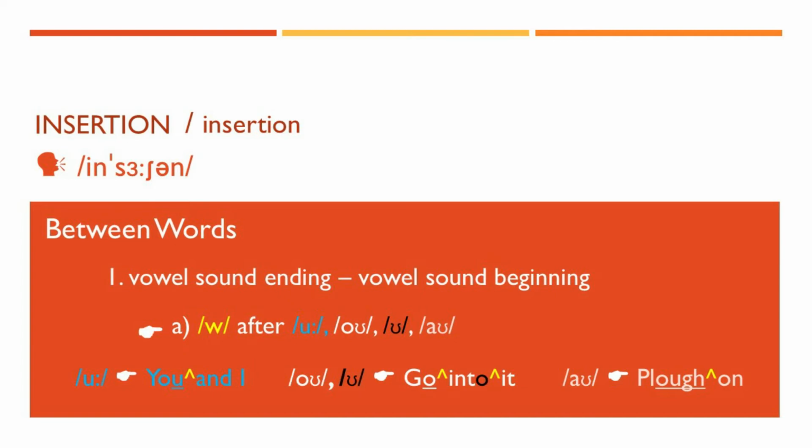The last example we look at is the insertion of the w sound after the sound ow. The example we look at is "plow on." "Plow on" would become "plow-w-on."